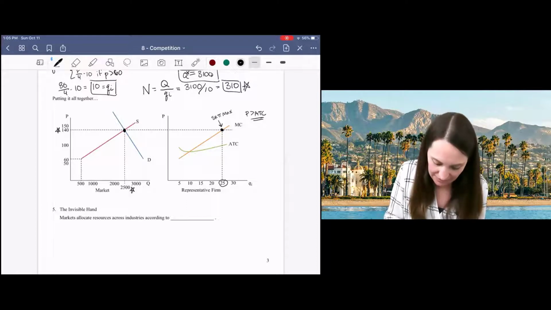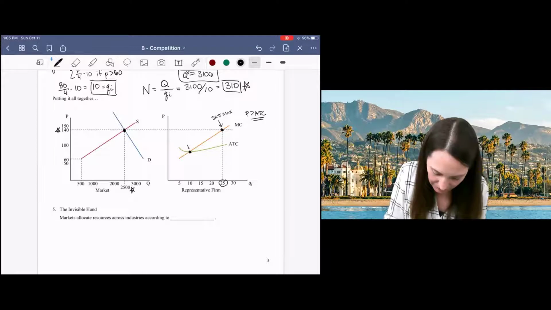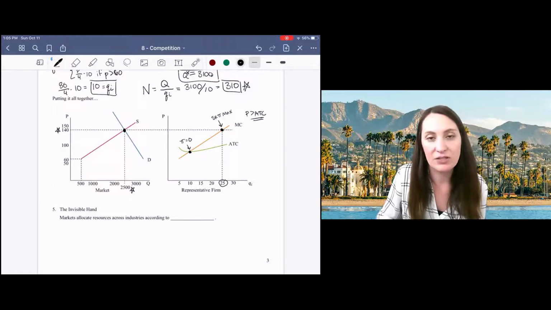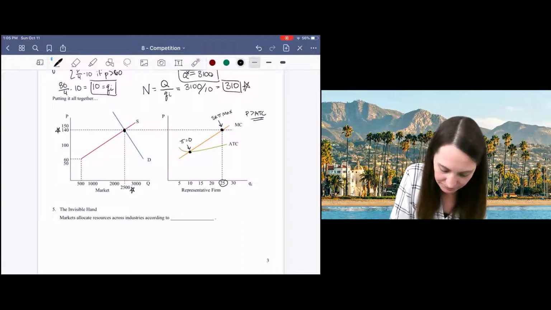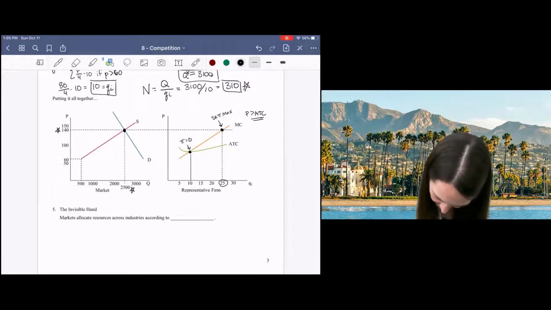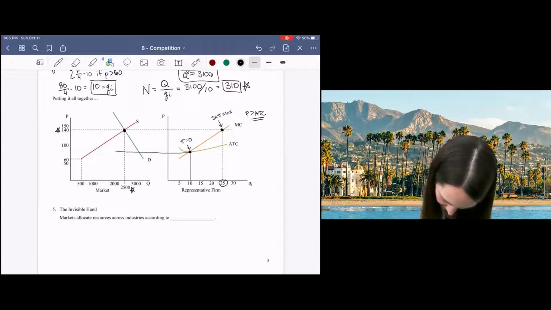And as we discussed earlier, that zero profit long run equilibrium occurs here. This is where profit is equal to zero at the intersection of our average total cost and marginal cost curve. So we get at this point a quantity of 10 and a price of 80.